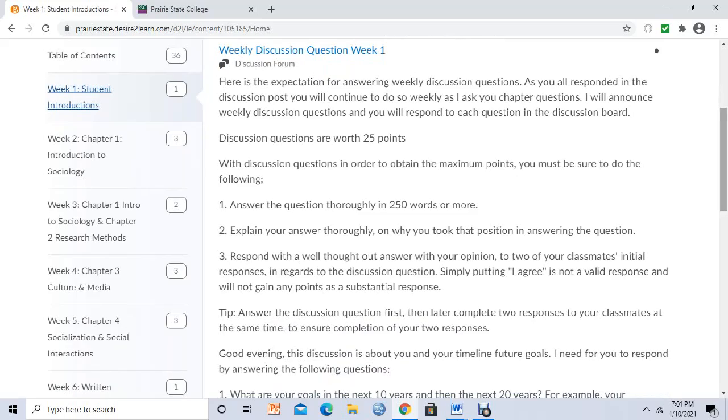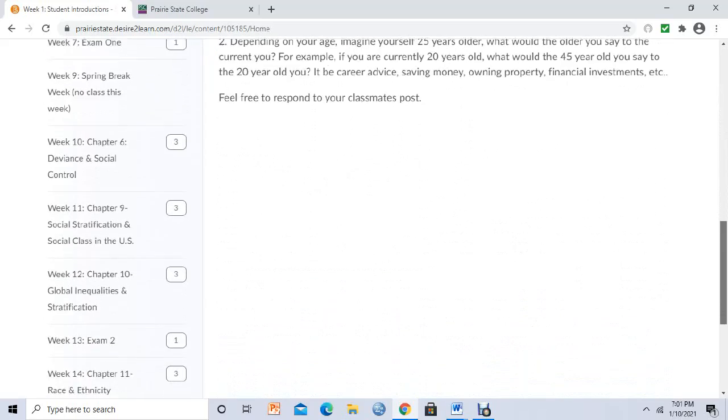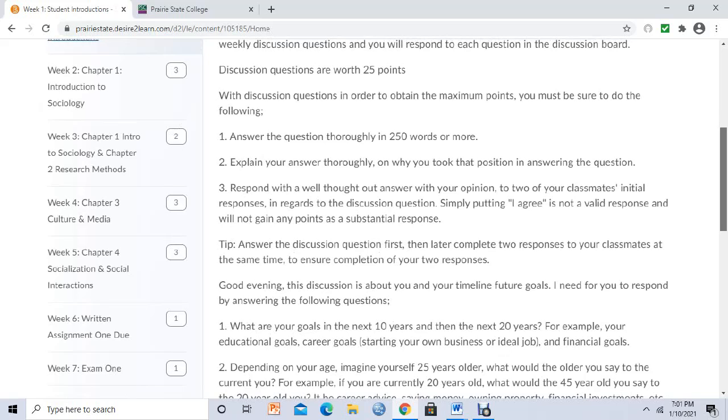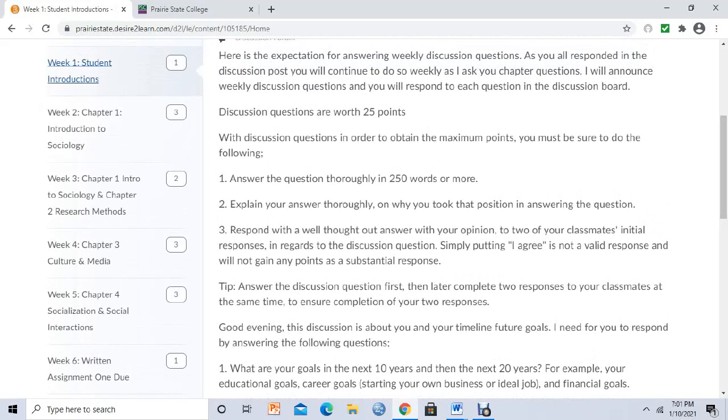Now, for this one, do I have any points? No, there's no points for this one. Actually, yes, the discussion is worth 25 points. This one in particular is just the rules, so that you respond to each discussion question. This is just the format. I will announce weekly discussion questions every week, and you respond to each question in the discussion board. Each discussion question is worth 25 points. This first one is just the introduction.